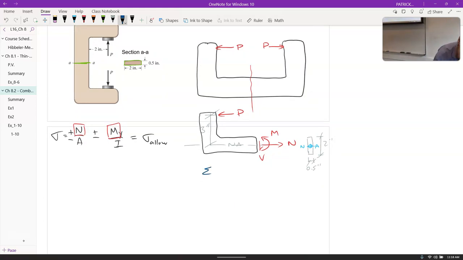So I'm going to do my sum of forces in the longitudinal direction has to be equal to zero. So in that longitudinal direction, I've got minus P plus N is equal to zero. So that normal force resultant is just going to be equal to P.